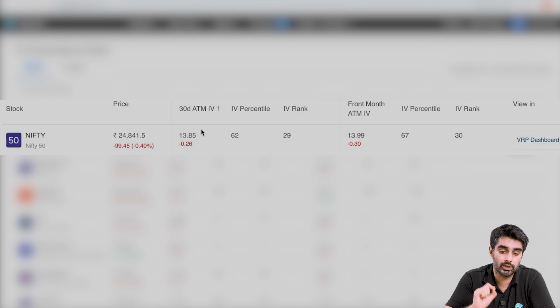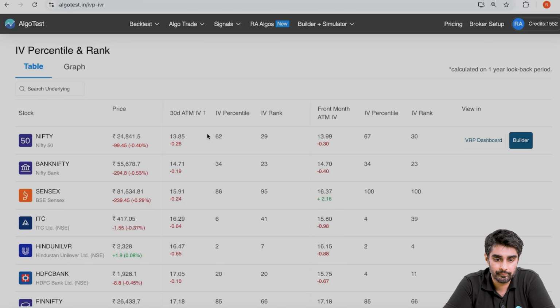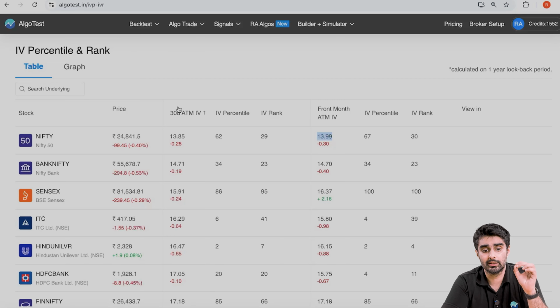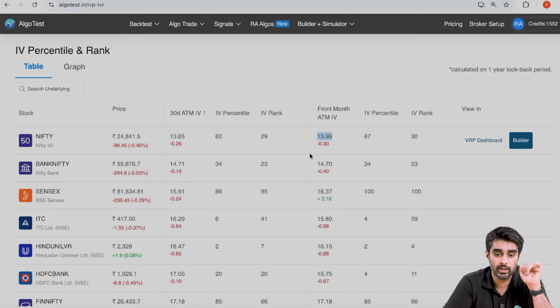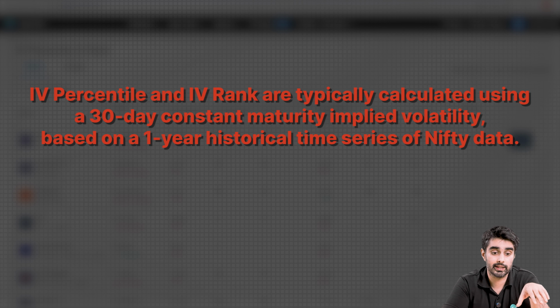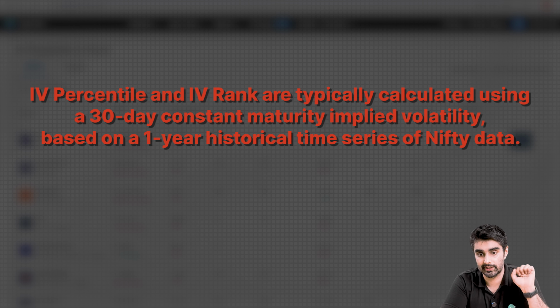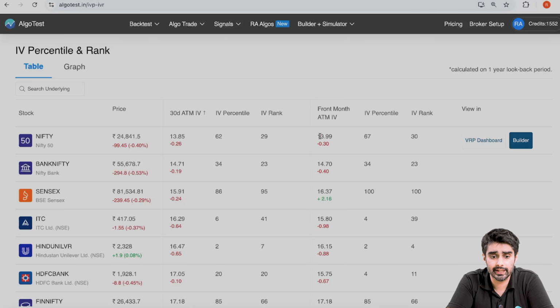The Nifty's 30-day constant maturity implied volatility is 13.85, but the front month IV is around 14, right? So these calculations are done with just this constant maturity value, but these calculations are essentially using the front month implied volatility and comparing them with the 30-day at the money IV time series, right? So that's what this value actually means. This is the IV, and the IV percentile and the IV rank rather are calculated based on the 30-day constant maturity 1 year look back time series of Nifty, right? So this kind of shows you that the volatility in the second month is going to be slightly less than the front month IV, which is 13.99.